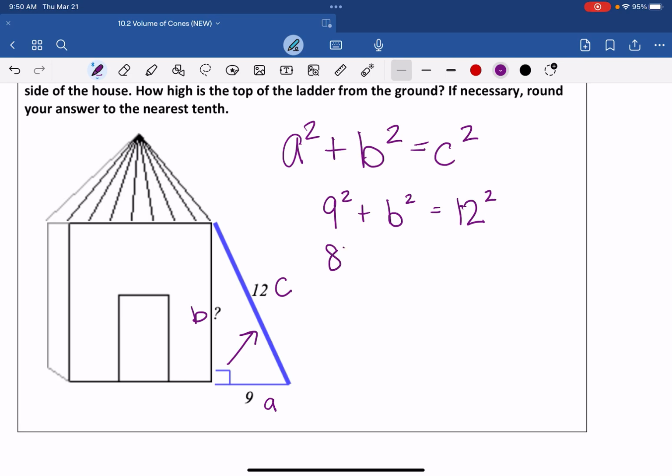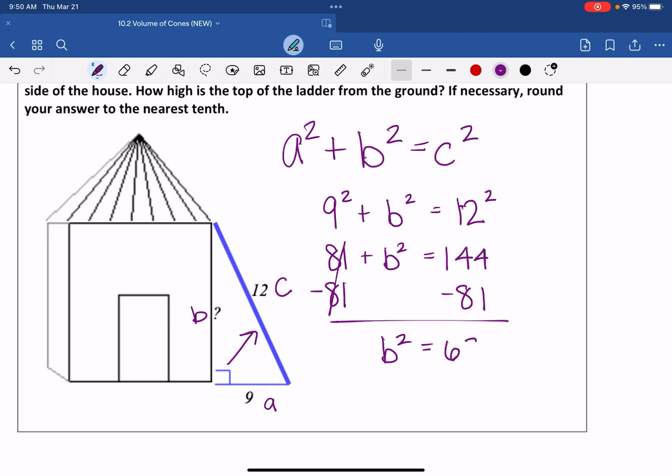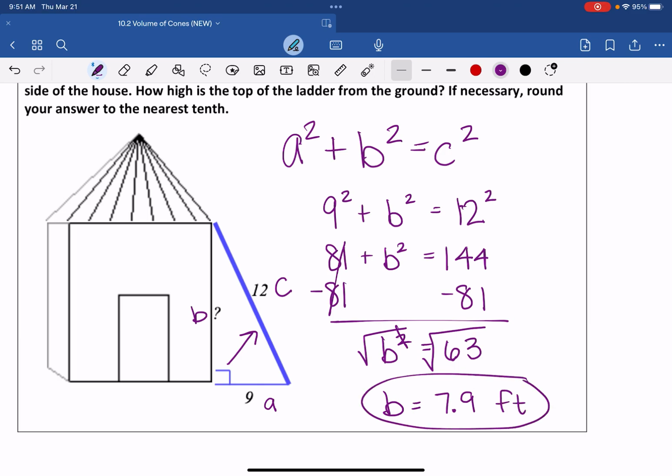So I have 81 plus b squared equals 144. Since the numbers are on opposite sides, I'm going to subtract the 81. So I get b squared equals 63. And then to get rid of the squared, I'm going to square root the 63. It says round to the nearest tenth, so I'm going to have 7.9 feet. Okay, go ahead and turn to the next page when you're ready.